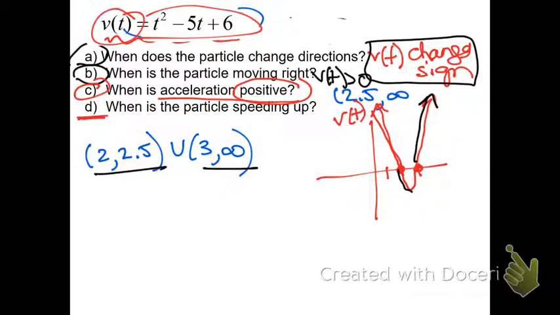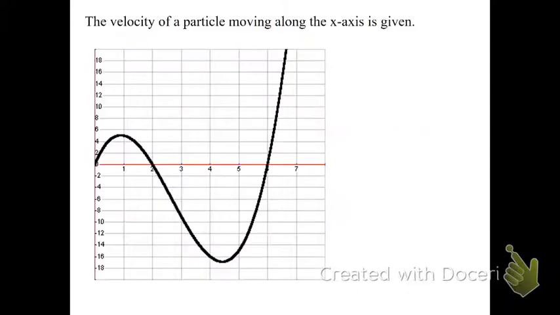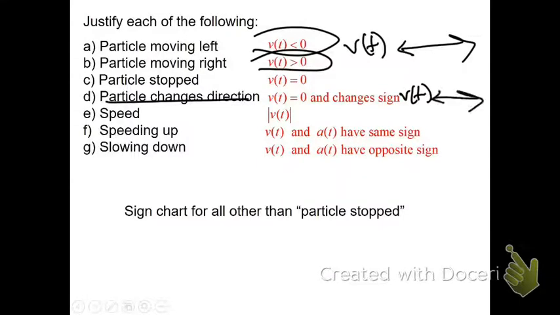So let's go back to the justifications that hopefully you wrote down. Let's study those one more time. All of your justifications require velocity. Particle moving left, velocity negative. Particle moving right, velocity positive. Those would both be done with a velocity sign chart. Particle changing directions means the sign changes from positive to negative or negative to positive. So that would also be a velocity sign chart.